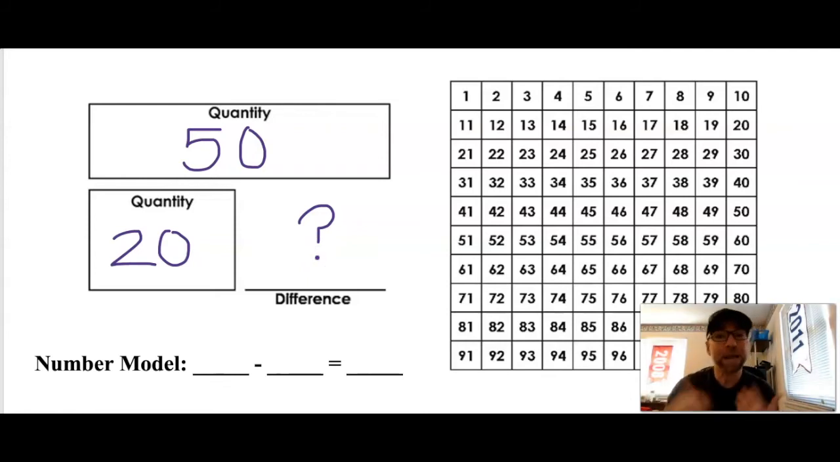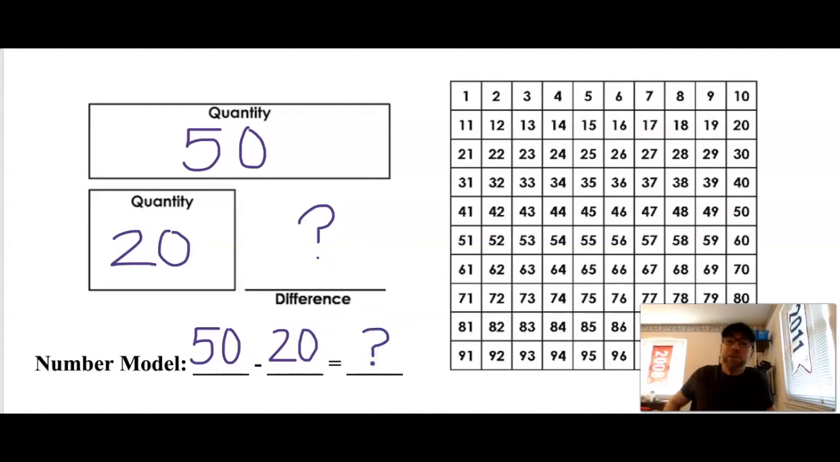Now, by using my diagram or thinking about my diagram, this helps me to tell what type of problem it is. And remember, if it's subtraction, my biggest number at the top comes first. 50 minus 20 equals question mark. Now I can use my number grid to solve this problem. Maybe some of you did that and started at the number 50. And then all you have to do is count back 20.